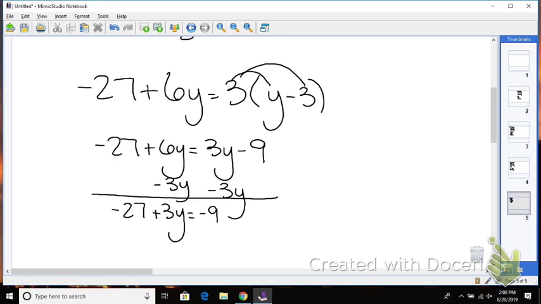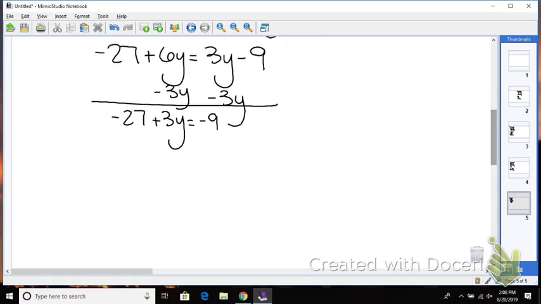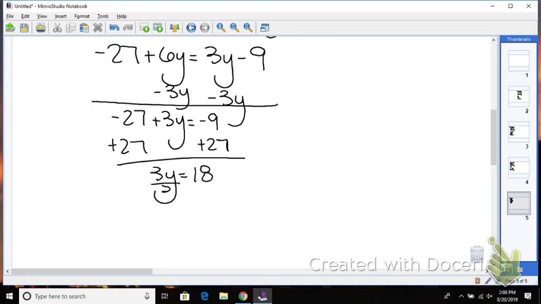You guys finish this problem, please, on your own. So you should have 3y equals, what, 18? Divide by 3, so y is equal to 6? Yes? Yay? Okay.